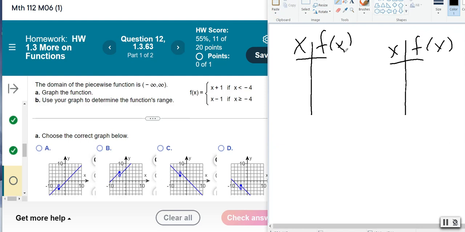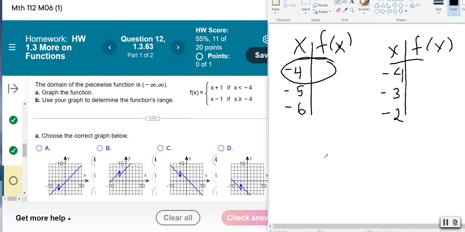And the first value in my chart is going to be the value where the domain changes, negative 4, negative 4. For this piece, I pick values less than negative 4, negative 5, negative 6. For this piece, I pick values that are greater than negative 4 or equal to negative 4. So negative 3, negative 2. Notice it is included on the second piece, so I'm going to put my open circle around that point right there, whatever that turns out to be.